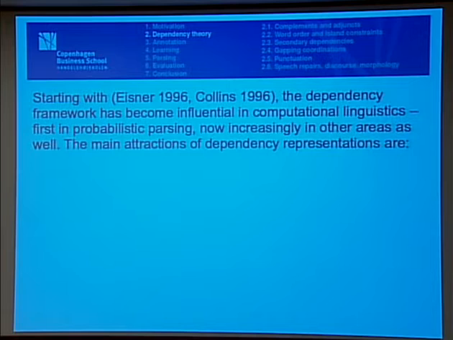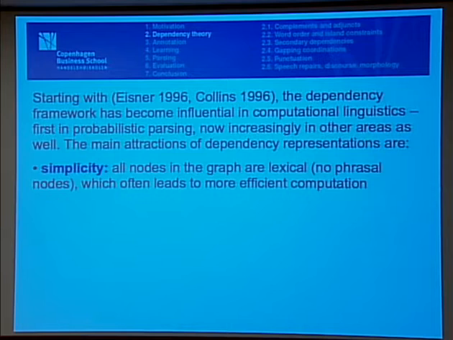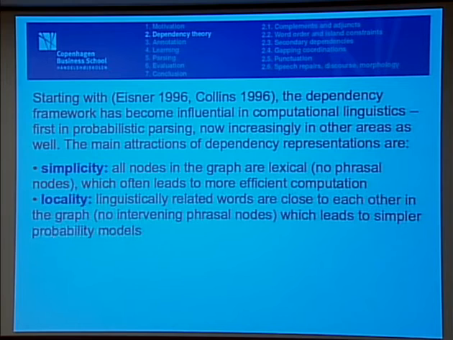The main attractions of dependency representations from a computational linguistic viewpoint are, first of all, the simplicity. All the nodes in the graph are lexical, there are no phrasal nodes, which often leads to more efficient computation. There's a great amount of locality. The linguistically related words are very close to each other in the graph structure, there are no intervening phrasal nodes. And this leads to simpler probability models. You don't have to transport the words across the phrasal nodes.